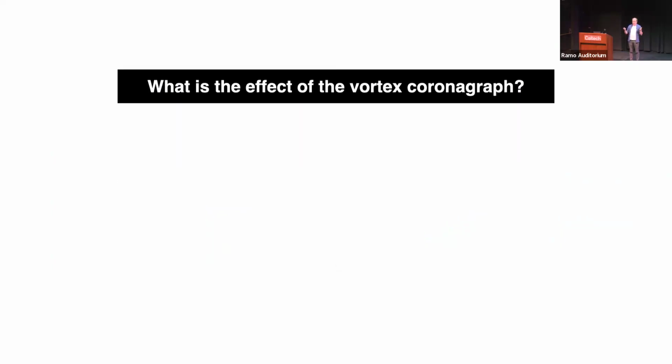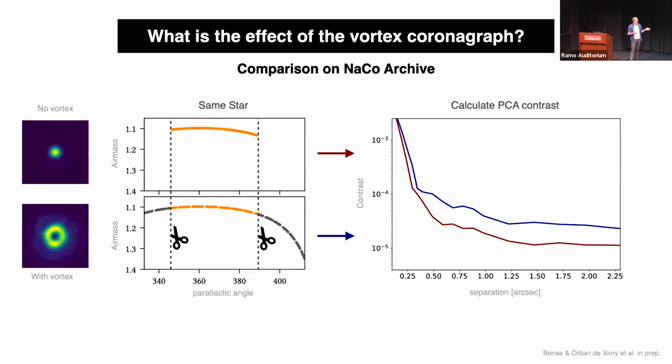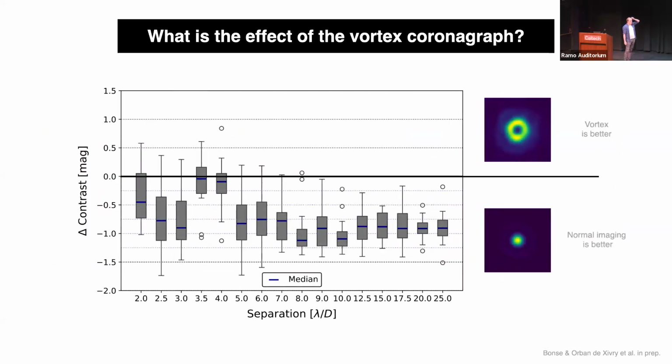So what you can do is you look for stars which have observations in imaging and with the vortex. So you have the same star, you have the same field rotation and the same air mass, and then you compute contrast curves and get the difference of the two, and in total we can do that for 14 stars which are in the archive which have both. So you even average over different observing conditions. You accumulate this, and this is what you get. So if you're above the black line, the vortex coronagraph outperforms normal imaging. It does not outperform normal imaging.